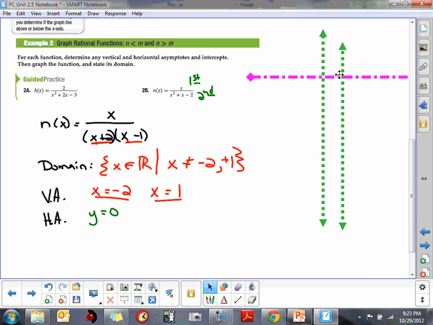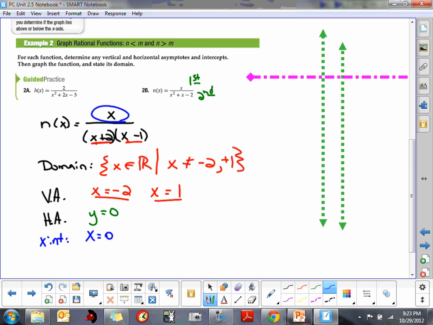And the only other thing we need are the x and y intercepts. To find the location of the x-intercepts, you take what's left in the numerator and you set it equal to 0. Well, that's simple. If x is equal to 0, we'll have an x-intercept. The next thing, the y-intercept.